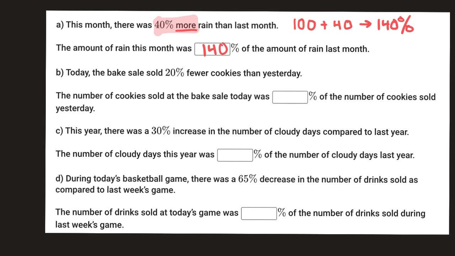Okay, this next one says, today the bake sale sold 20% fewer cookies than yesterday. The number of cookies at the bake sale today was what percent of the number of cookies sold yesterday? So the word fewer means we have less, or subtraction. So we have 100, and then we have 20% fewer. So 100% minus 20% is 80%.